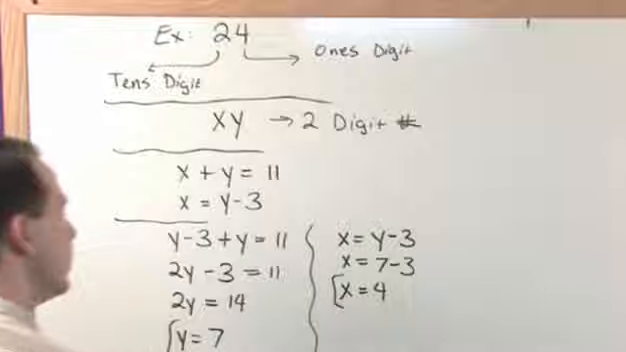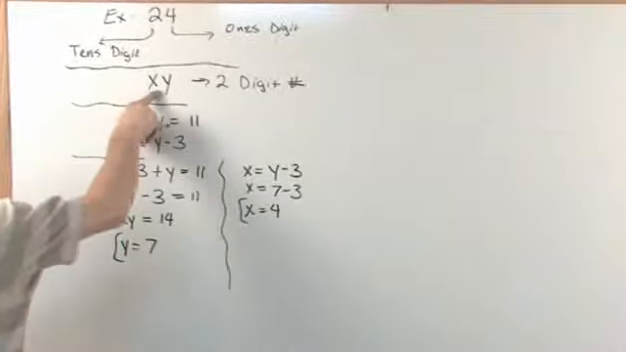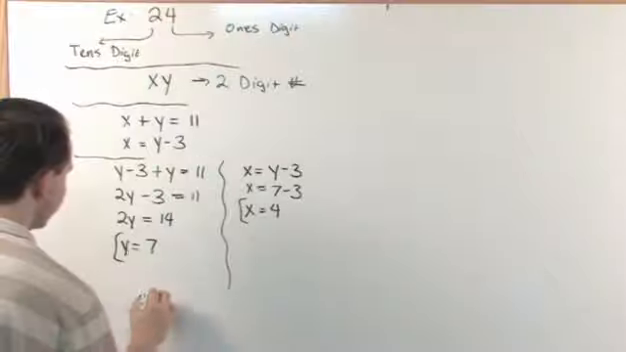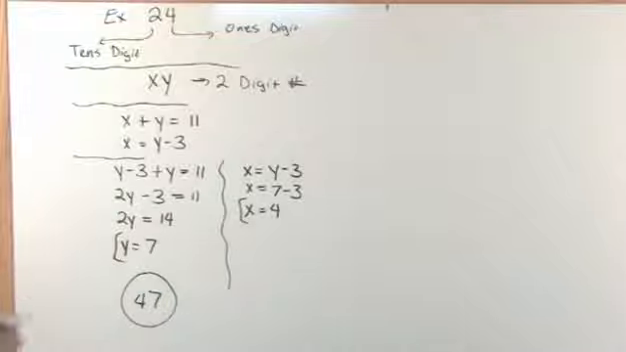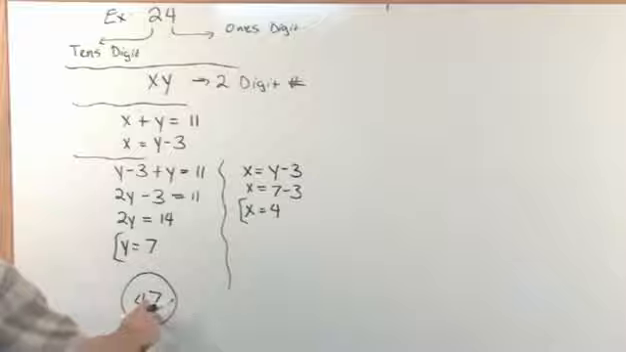Now that we know that x is 4 and y is 7, let's construct our big number, because that's what we were asked to do. That would be 47. So the actual answer is 47. Now let's check and see if this is right, because we can always check. The sum of the digits of a 2-digit number must be equal to 11. 4 plus 7 gives you 11.